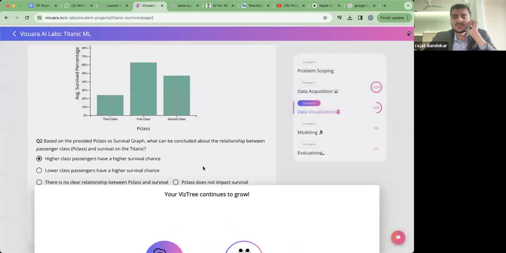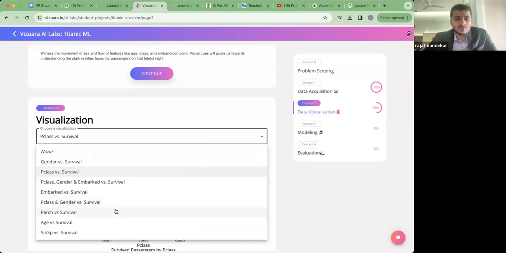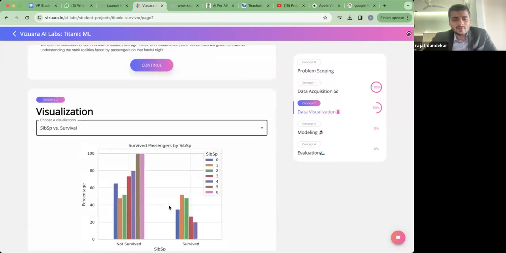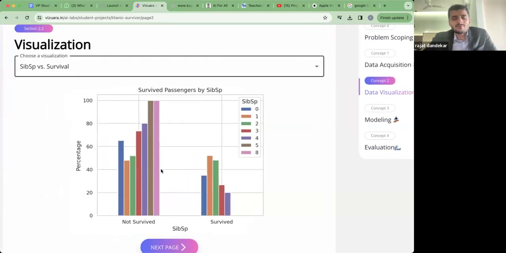I hope all of you have understood this stage of data visualization. This is very important. There are actually several different plots here. Let's have a look at another plot before we move ahead, which is SibSp versus survival. This is actually a pretty interesting plot. If anyone can give me an answer, what is happening here? Can you try to see what is happening in this particular plot? Try to analyze the second one, survived. You ignore the first half.